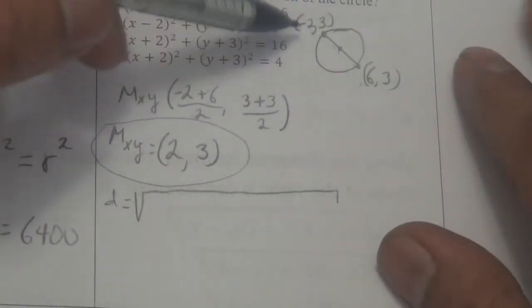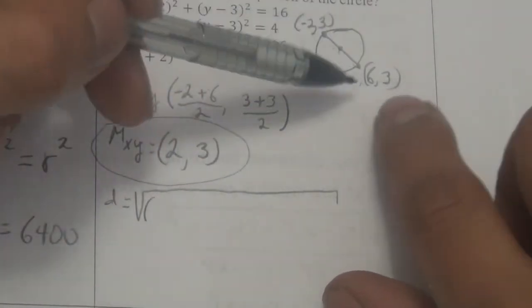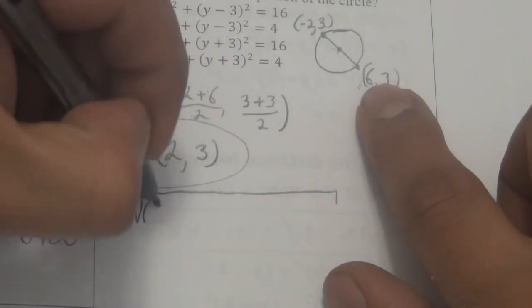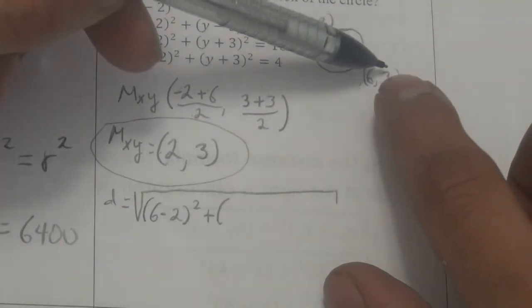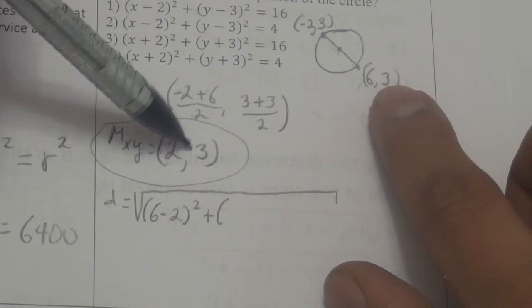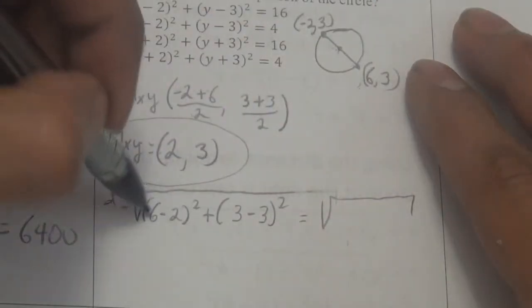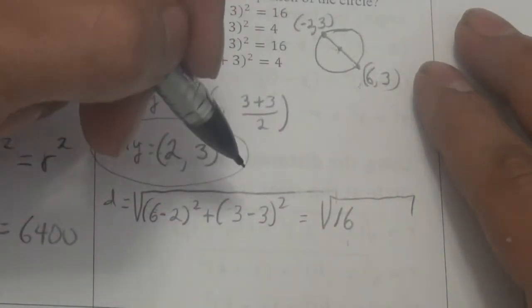So distance is the difference in the x's squared plus the difference in the y's squared. Again, it's like the Pythagorean theorem for everything. I'm going to go from the endpoint to the center. So it will be (6 minus 2) squared plus (3 minus 3) squared. Too long, very long. That equals the square root of 6 minus 2, which is 4, squared is 16, plus 3 minus 3, which is 0, squared is 0, duh.